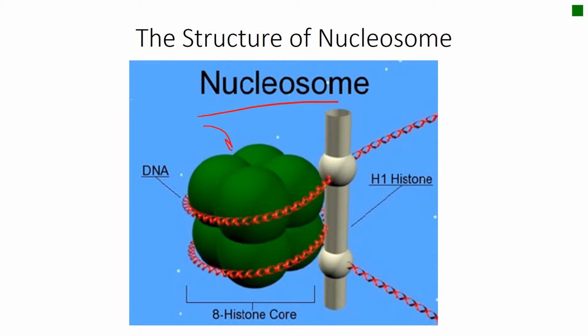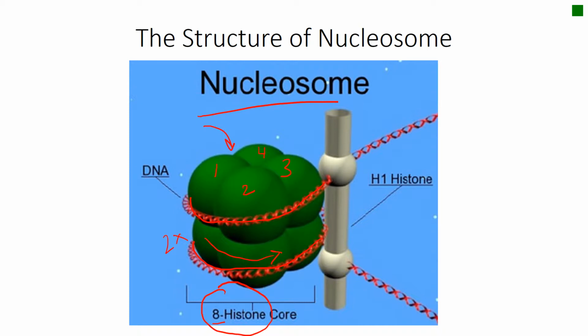You may have learned in a cell that the core of nucleosome is made of protein. And here you must know that the name of the protein is histone. It is said here there are 8 histone core proteins, which is true. 1, 2, 3, 4 on the first layer, and then on the second layer there will be another 4. So in total there are 8 histone proteins as the core of nucleosome. These histone proteins are wrapped around by the DNA strand twice.